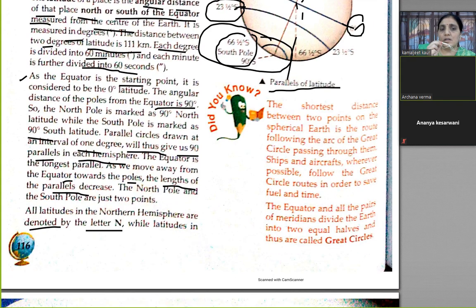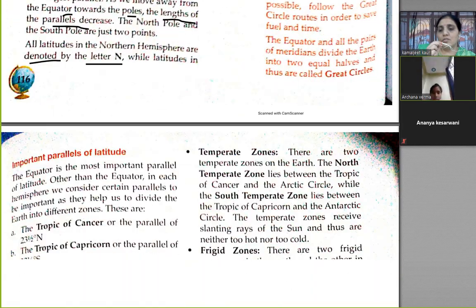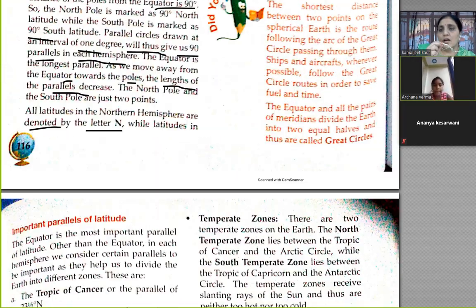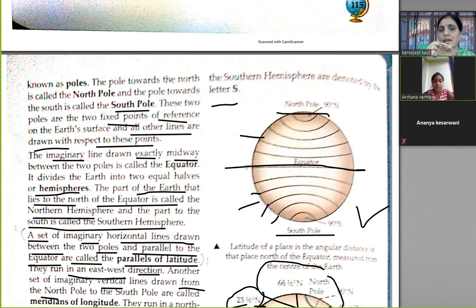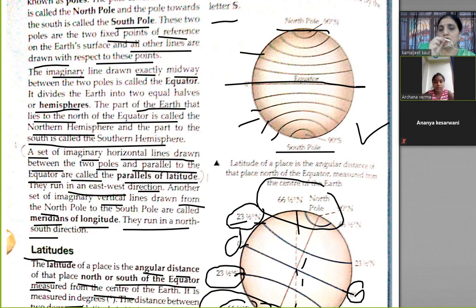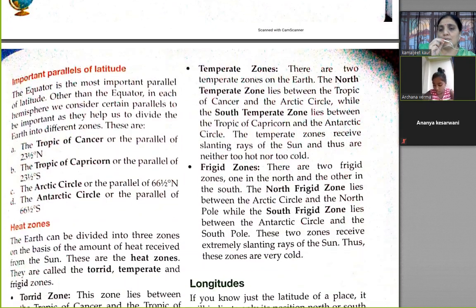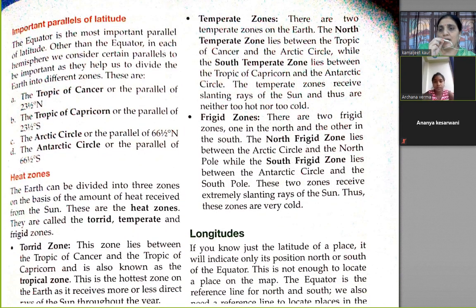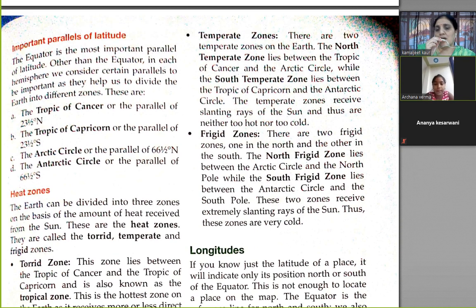Okay children, now read this chapter. In the next video we will continue this. First of all, read about the equator, axis, north pole, south pole, hemispheres. Okay, then we start the important parallels of latitude: tropic of Cancer, tropic of Capricorn, the Arctic circle. We start in the next chapter.